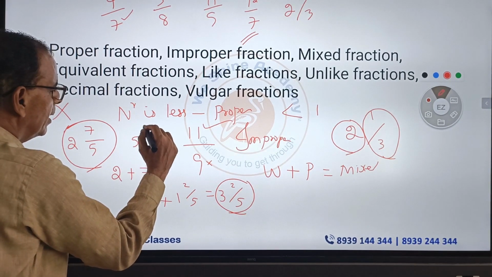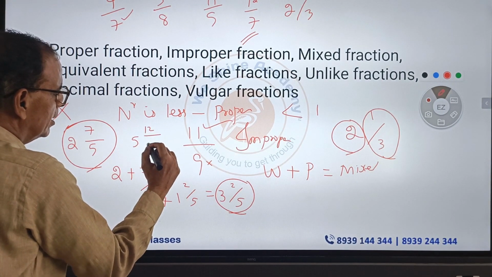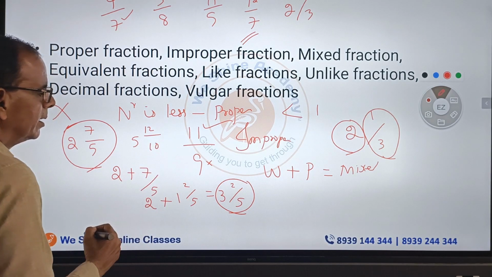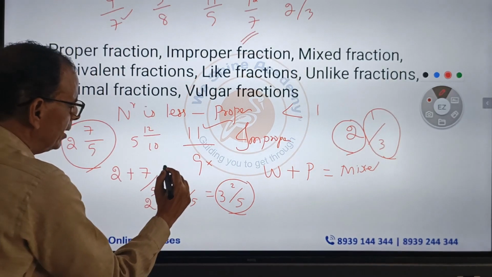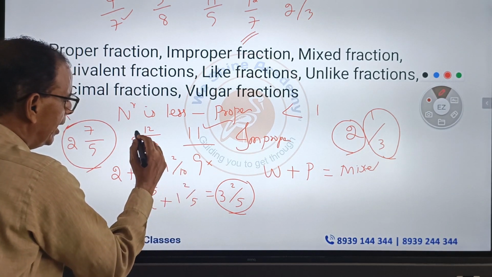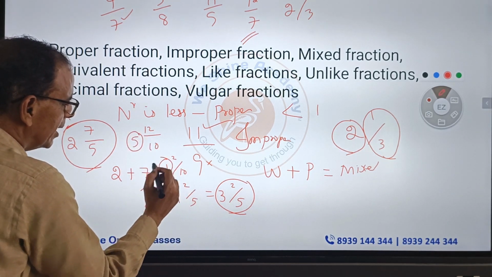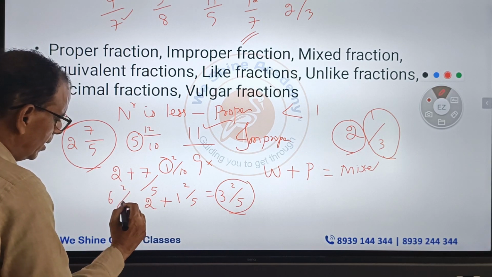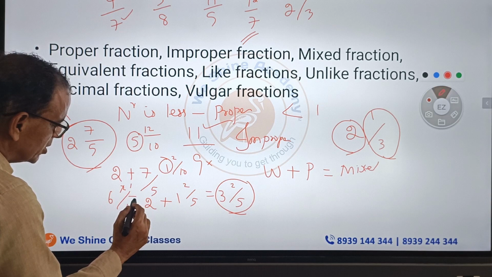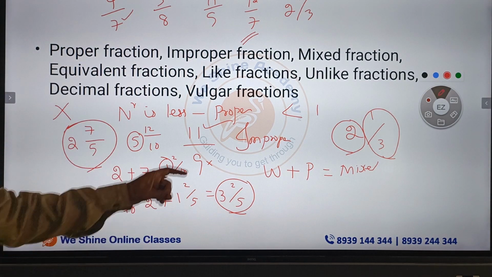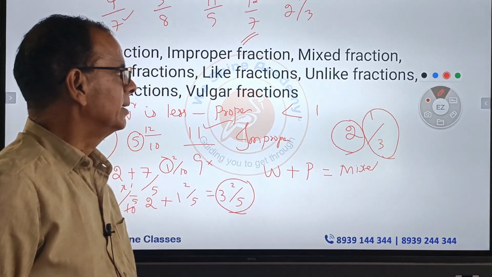Suppose 5 12 by 9 12 by 10. What is 12 by 10? 1 tens are 10, remainder 2. Already here 5 is there, here 1 is there. What is the answer? 6 2 by 10. 1 2s are 2, 5. 6 1 by 5. This is how we have to represent. That is called a mixed fraction.